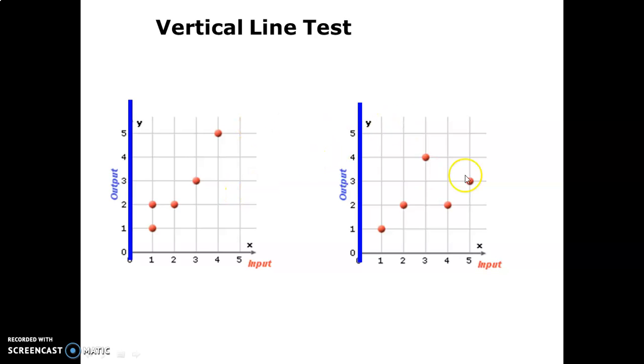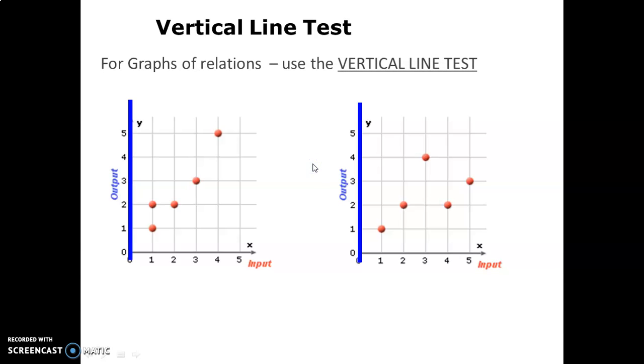Notice that both of these graphs have a vertical line in blue. We're going to talk about what that vertical line is going to do for us. Basically, for graphs of relations, we're going to use the vertical line test. If the vertical line hits twice, then our relation is not a function. We know the definition of a function is a relation where each input leads to only one output.